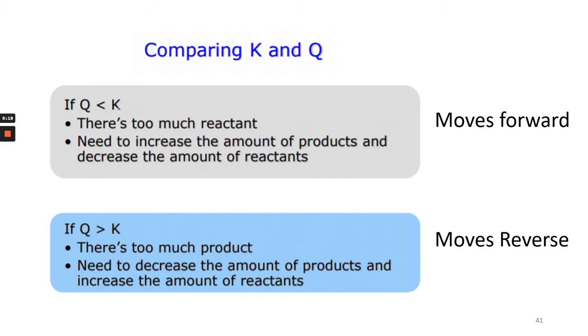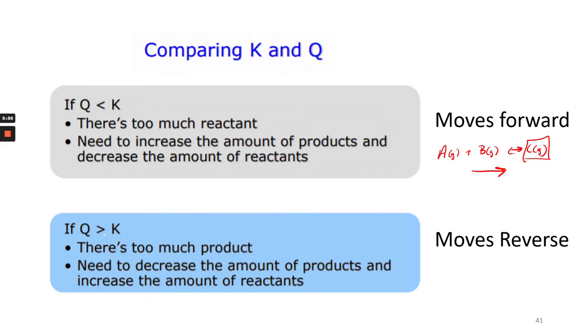If Q is less than K, there is too much reactants. You need to increase the amount of products. And how do you increase the amount of products while decreasing the amount of reactants? You move forward. Think of our fake reaction: if you need more products, you need to move to the right. When you move to the right, you're using up A and B, so these values will go down and C will go up until you get to K.